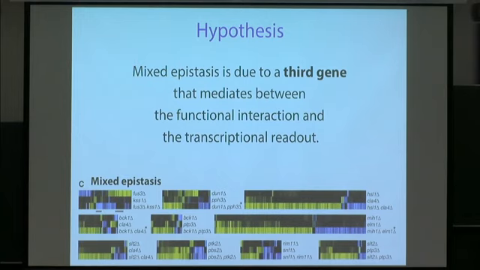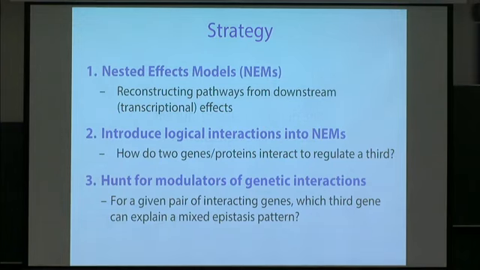It's like a mediator. The question is, how can we identify these mediators? So what I will do is give you a short overview of a statistical method. That was my PhD, actually. It's called nested effects models, which is for inferring pathway structures from downstream effects, and then how we extended that to include some logics, and then use that to screen for modulators of genetic interactions.